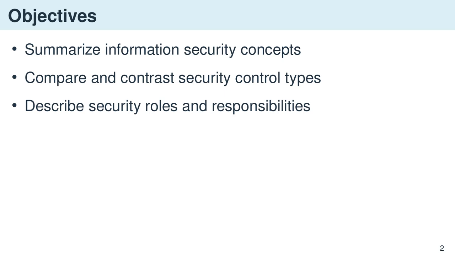3. Describe security roles and responsibilities. We'll cover who is responsible for what in an information security program, from the C-level executives like the CIO and CSO to operational teams like the Security Operations Center and incident response teams. Each of these objectives will be supported by real-world examples, frameworks, and review activities to help reinforce your understanding.